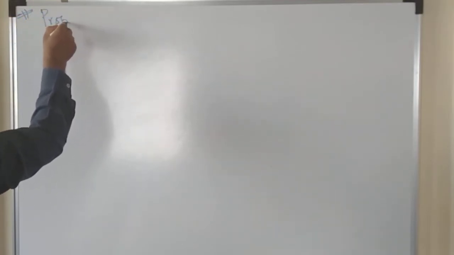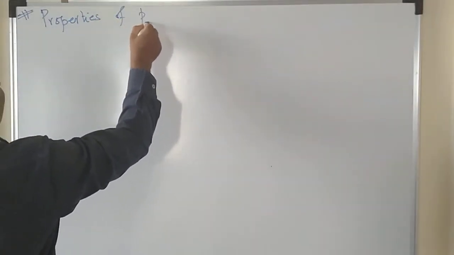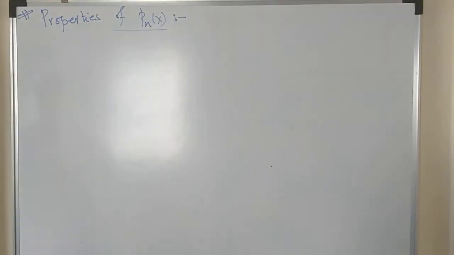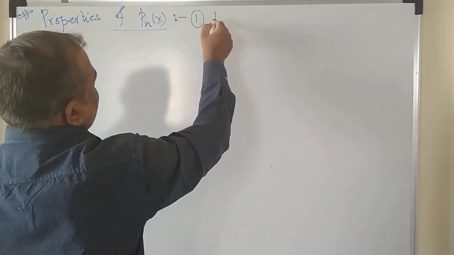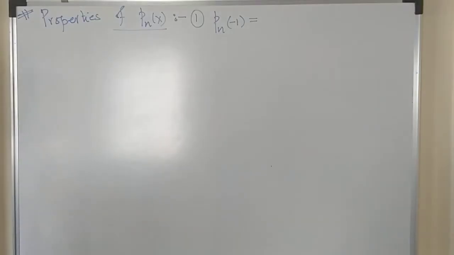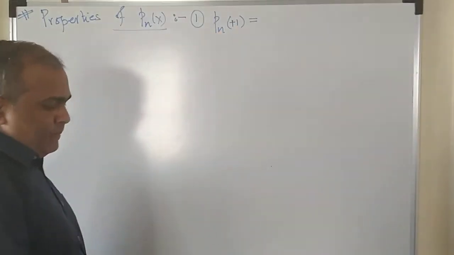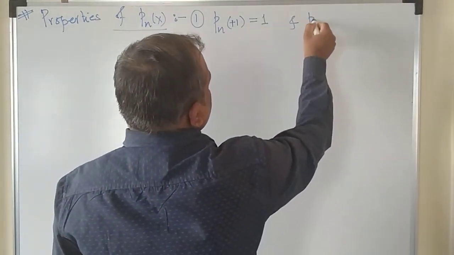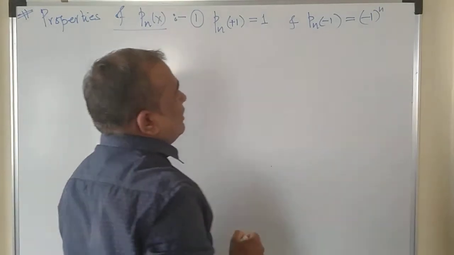Properties of Pn of x, that is, Legendre polynomial. So the very first property of the Legendre polynomial is to show that Pn of 1 is equal to 1, and Pn of minus 1 is equal to minus 1 raised to power n.